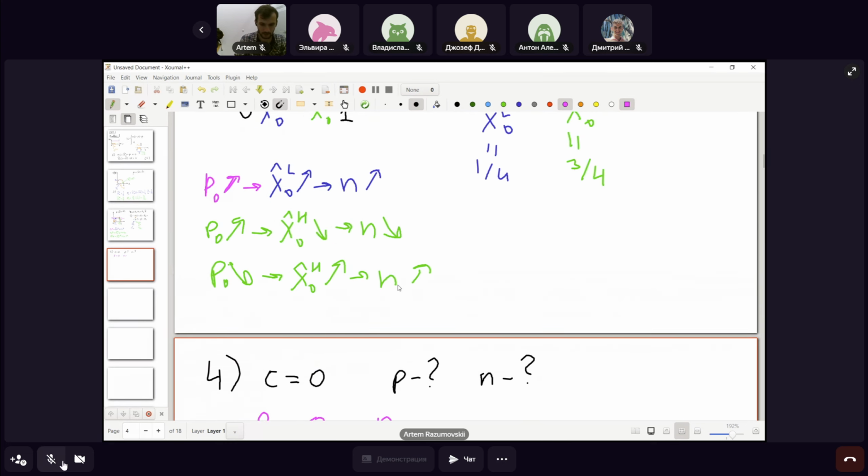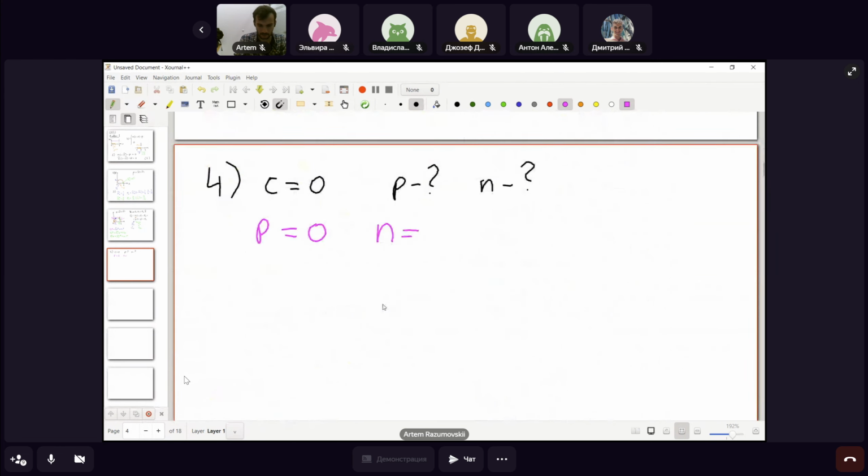So we need to go back to our graph, right? It should be zero as well. Is it? It would be one. Yeah, generally we have two points with intersections, so zero and one.